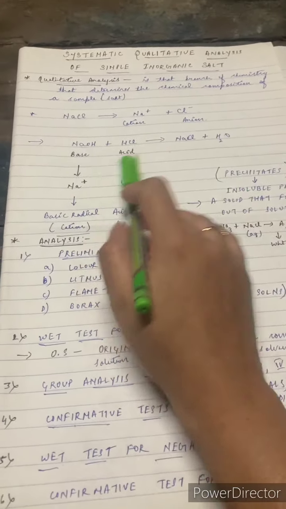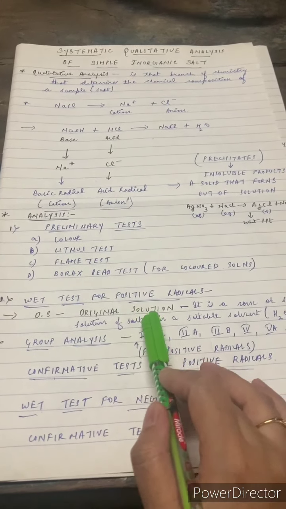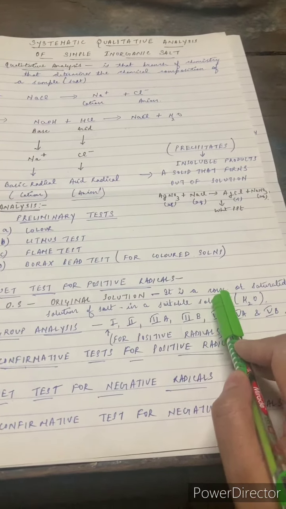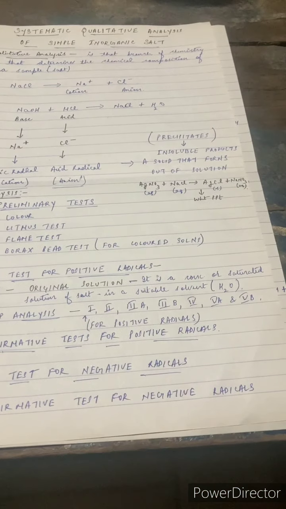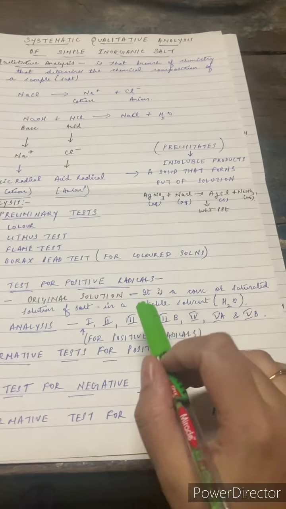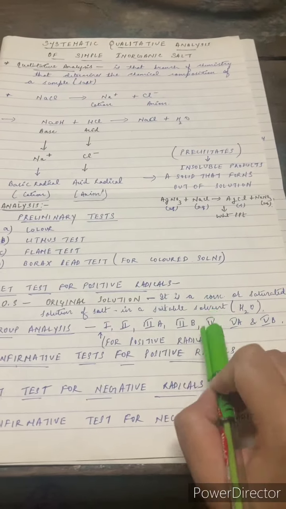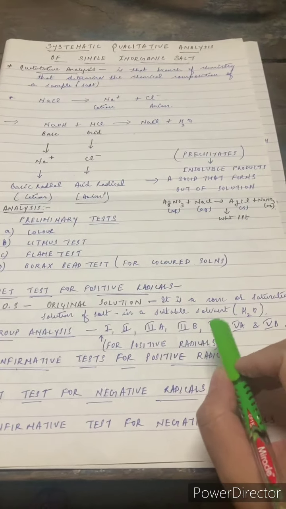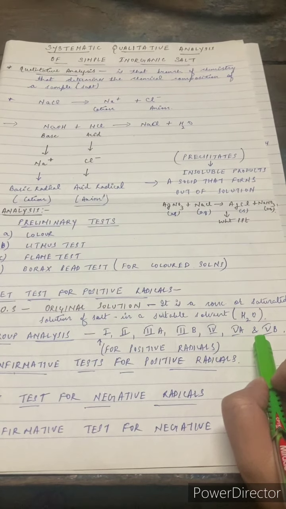So, for this analysis, we have to first prepare an original solution. What is original solution? It is a concentrated or saturated solution of salt. It means it is an aqueous or transparent salt solution dissolved in a suitable solvent. It can be dilute HCl, it can be H2O, but we are going to dissolve the salt in H2O. That means we are going to provide you the water soluble salts, the salts which are soluble in water.